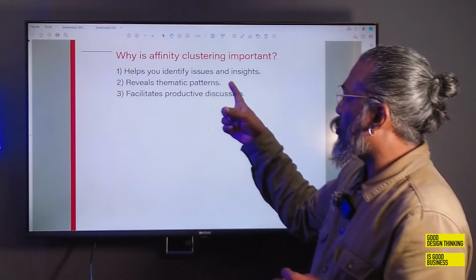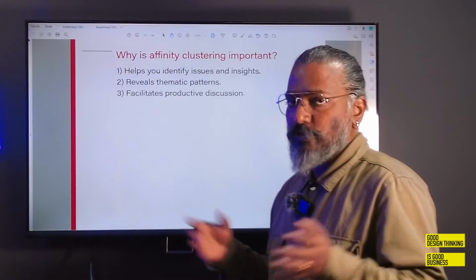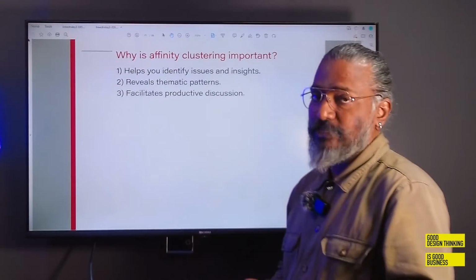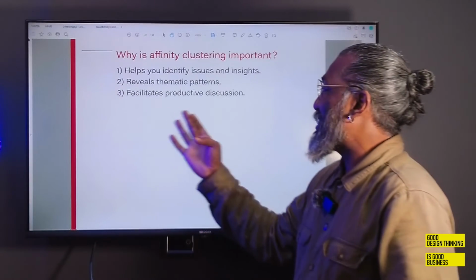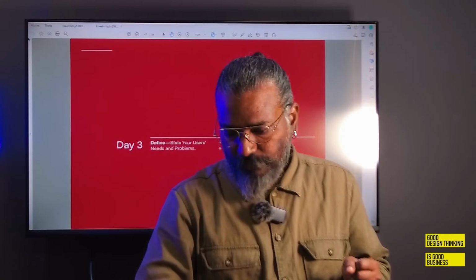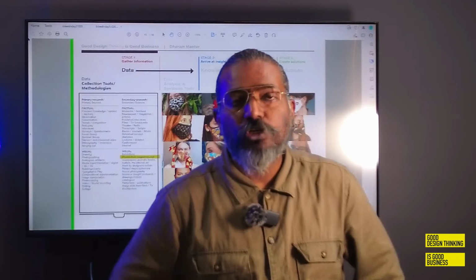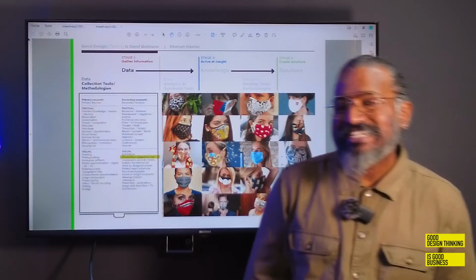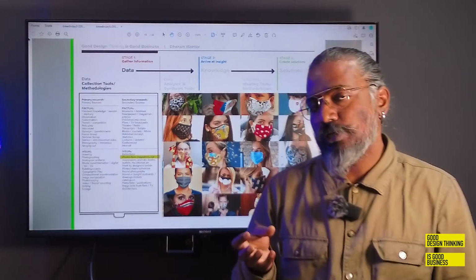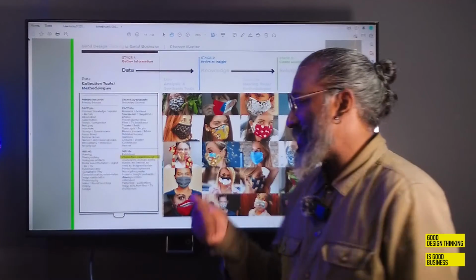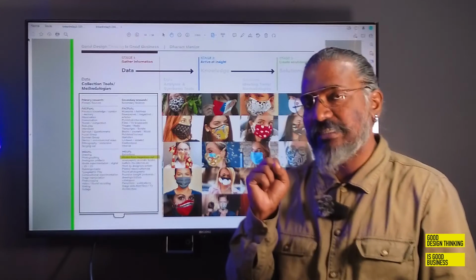It helps to identify issues and insights, and reveals thematic patterns. So there are certain themes. So planning is the issue, or motivation is the issue. It facilitates productive discussions. So let's look at one more tool. This tool is again an organizing tool. Here we're primarily using visual data to extract a cluster and extract some meaning out of it.